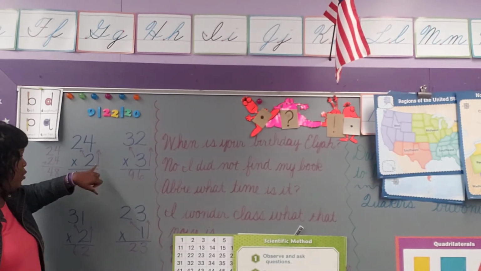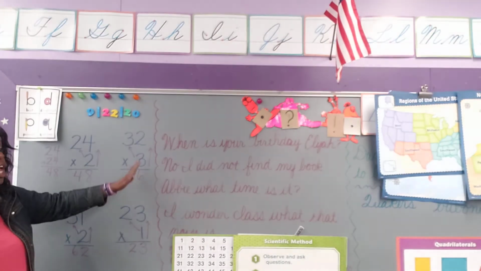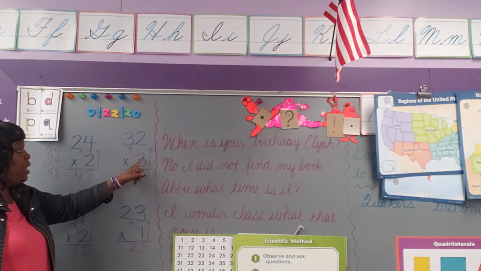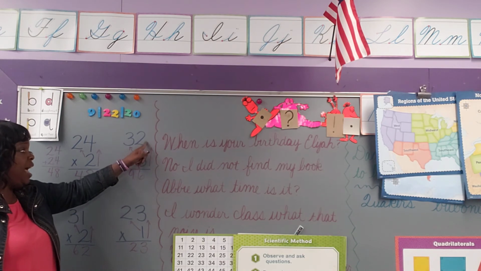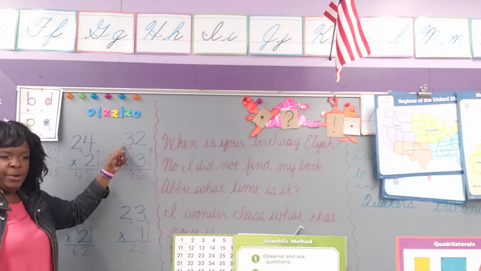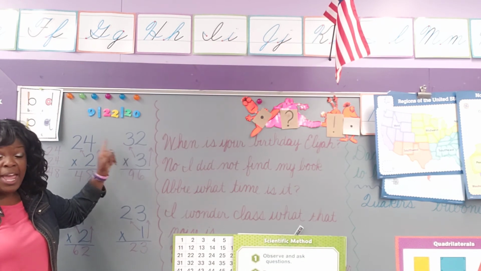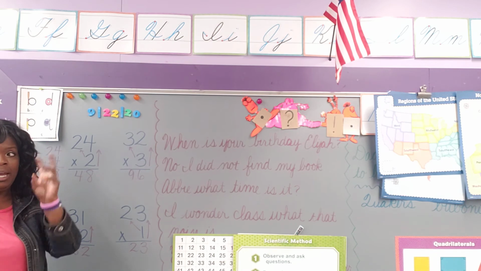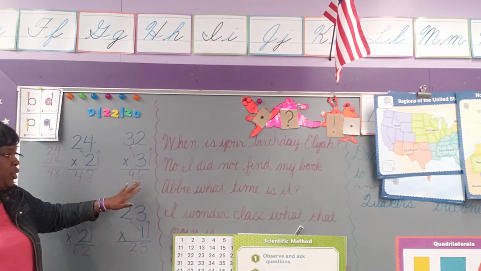But it doesn't matter if it's 3s, 2s, 1s, you're still going to follow the same pattern. You multiply the ones place, bottom to the top. You multiply the tens place, bottom to the top. Are we understanding? Yeah. Okay, because that's what we're going to do on our page. So if you don't understand or you're struggling, ask me now so I can show you again.